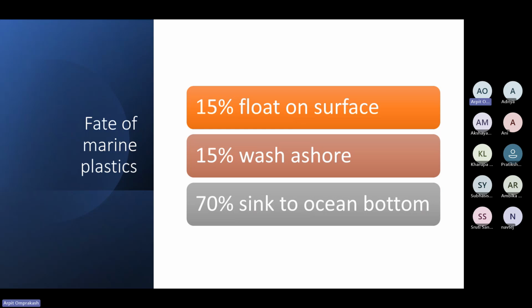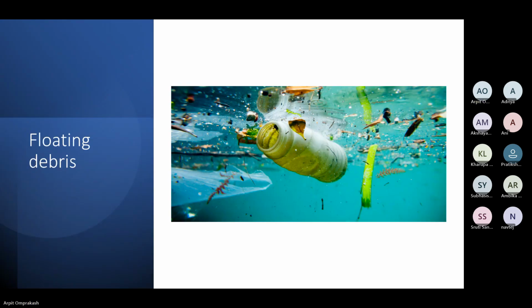So what happens to plastics in the marine environment? 15% of the plastic floats on the surface, 15% goes ashore, and 70% sinks to the ocean bottom. Floating debris can be found anywhere on the ocean. Most beaches you go to, you'll see a lot of plastic bottles, plastic caps, and other things that are floating around. These affect organisms in a very negative way.